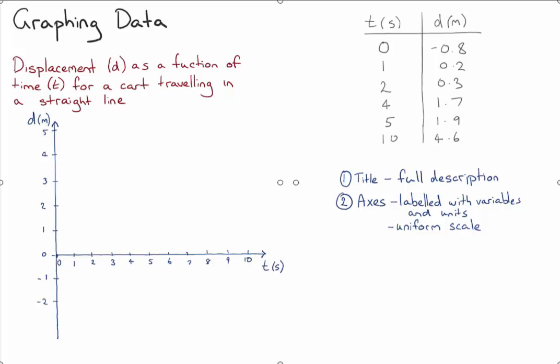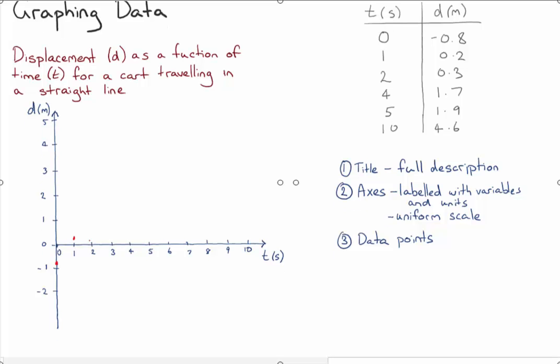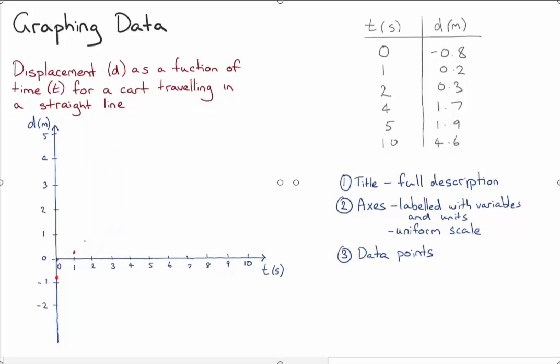Okay, so point number 3 is that we need data points. And so I'm going to draw for each of our time points that we've got on our data table there, I'm going to draw in the displacement at that time. So at 0, it's a negative 0.8. At 1, it's 0.2. At time equals 2 seconds, it's 0.3, and so on.